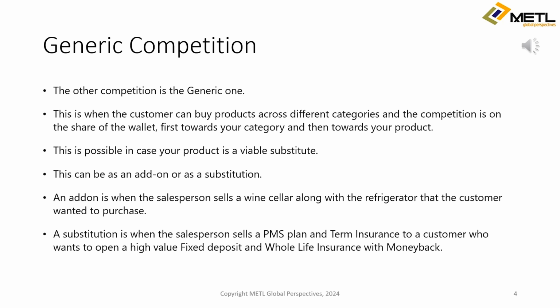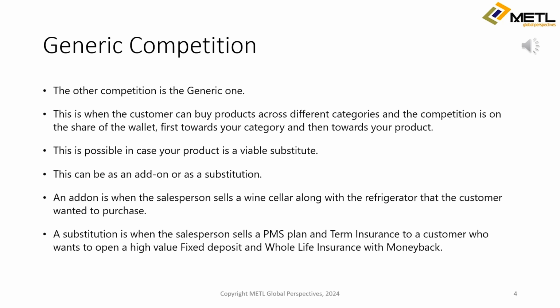A substitution is when the salesperson sells a PMS plan and a term insurance to a customer who wants to open a high-value fixed deposit and a whole life insurance with money back. So in this case, all of these are financial products, but when the customer wanted something which is a little more secure, the salesperson then tended to offer a much better solution to the customer and a much better value for money, but by offering products which are of totally different categories altogether. So this is where substitution works, though all these offerings are financial product offerings, and in the first case, it was an add-on that we talked of.